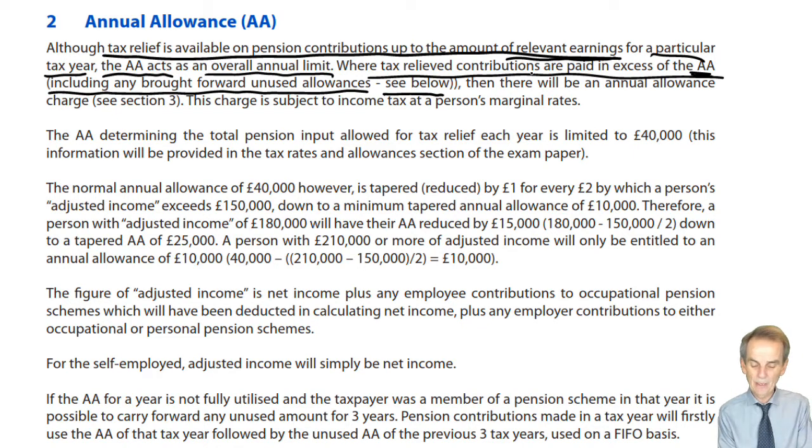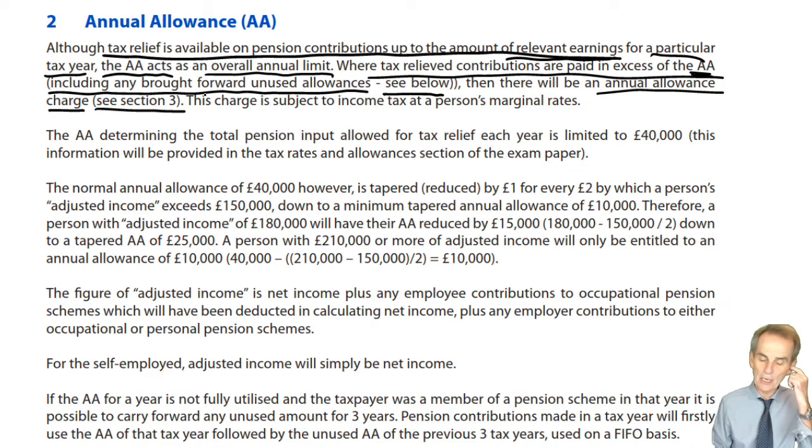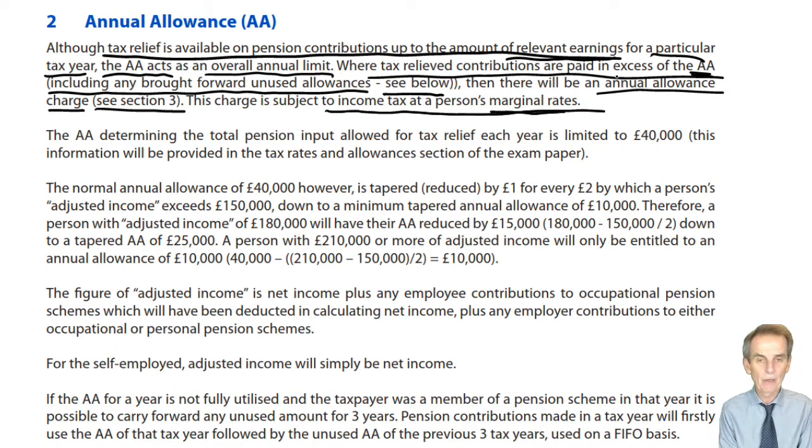Now then, where tax relief contributions paid are in excess of the annual allowance for the year, plus the relevant unused annual allowance figures brought forward from what you'll see in a moment will be the previous 3 years, if you exceed that, then there will be an annual allowance charge. And that's the last thing we pick up on here in terms of any computational exercise that might involve you in the examination room in section 3. That AA charge is subject to income tax at the person's marginal rates, whether they be basic, higher, most likely higher, if not additional rate taxpayer. And that charge would be using the non-savings income tax rates.